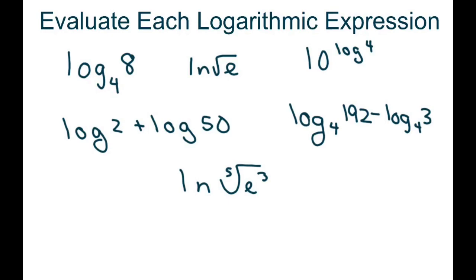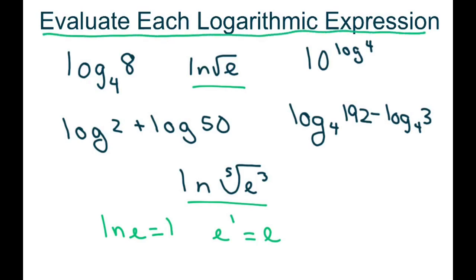We're going to evaluate each logarithmic expression, including ln's and logs. And basically what you need to know is that, on these ln's here, ln of e equals 1, because e to the first power equals e. So when you take ln of both sides, you get that. So let's do that. And basically what they're looking for when they say evaluate each logarithmic expression is the power. So we're looking for the p.